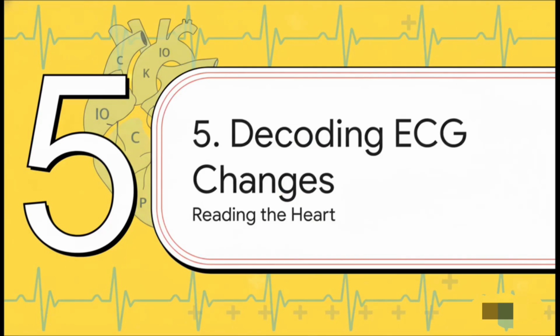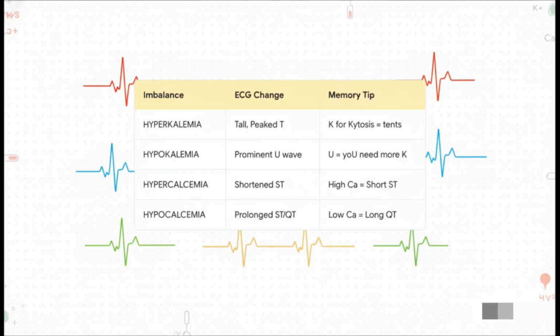Okay, this is where it all comes together. We're going to see how these invisible chemical imbalances actually show up as clear, readable patterns on an ECG. Being able to decode these signals is a massive part of being a great nurse. This chart is your best friend for connecting the dots.